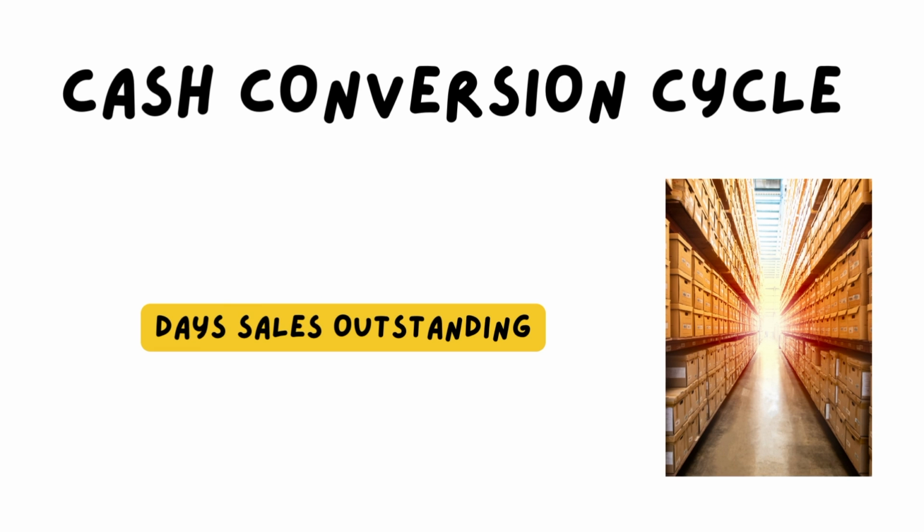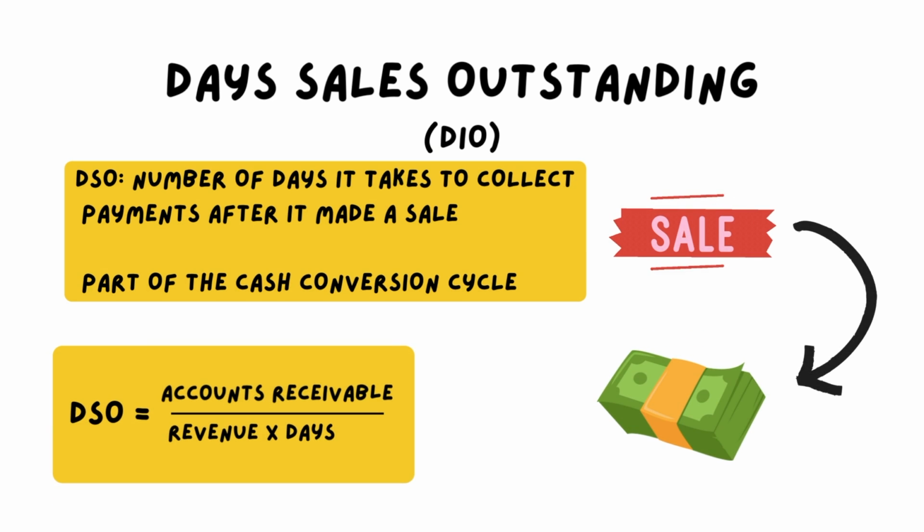So let's get started. What does day sales outstanding actually mean? It's the number of days it takes to collect payments after a sale is made. And it's part of the cash conversion cycle, as I mentioned before. You calculate it by taking the accounts receivable and dividing it by the revenue times days. And again, we want to take the average amount of accounts receivable over the period we want to analyze.